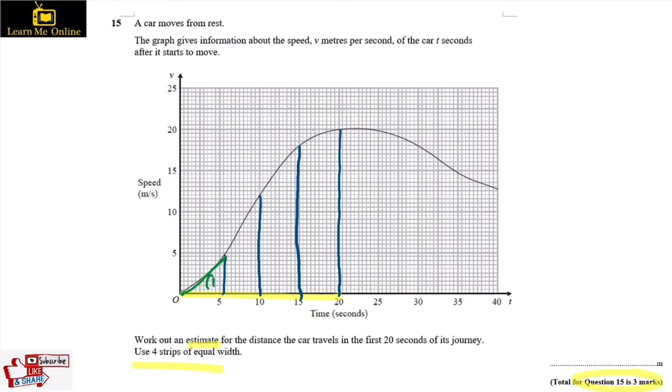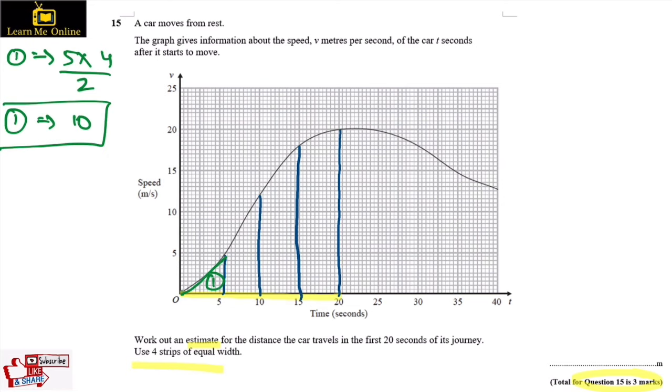I'm going to label this as 1 first of all. Finding the area for 1 would be the triangle, which is base times height divided by 2. Clearly we can see that the base is 5. The height is 4, and you make a half of it. So 5 times 4 is 20, half of 20 is 10. So I'm going to write that this is 10. The first part is giving us 10.